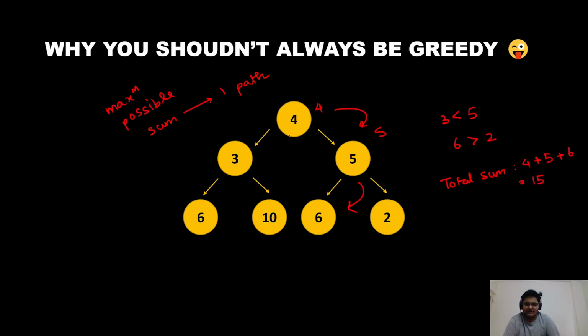But as you can see, there is another optimum solution over here. If we follow the non-greedy method and if we go from 4 to 3 and then we add 10, we get a total of 17, which is using this path. Now, this is where a greedy algorithm fails to provide us with an optimum solution.